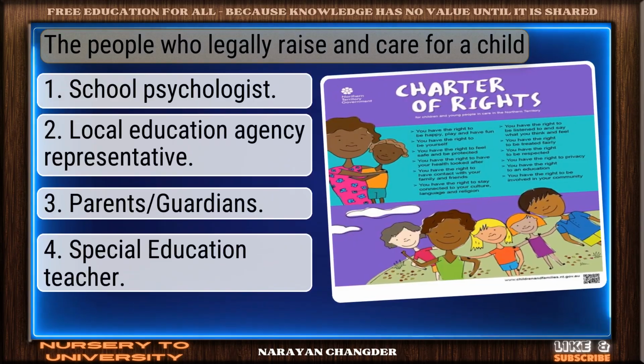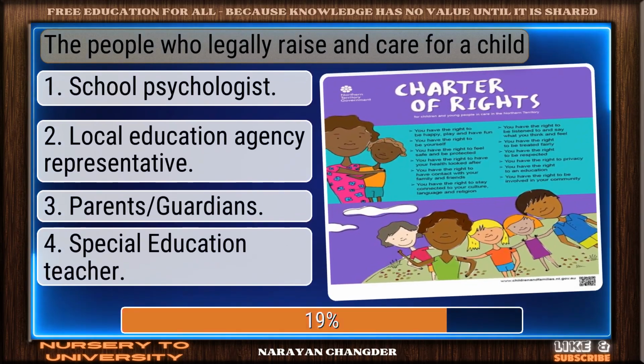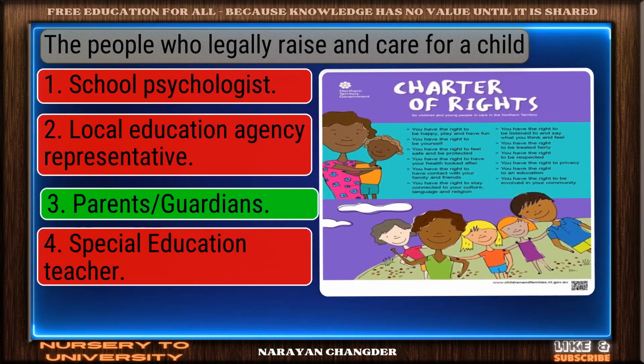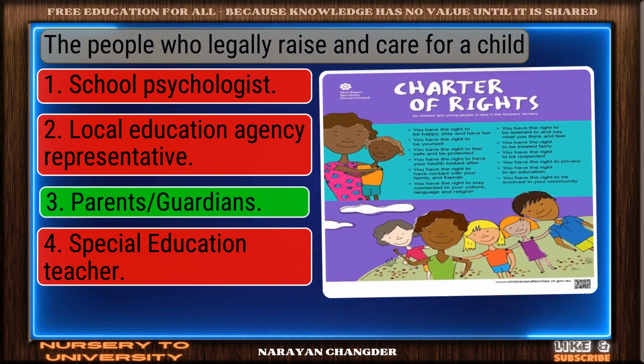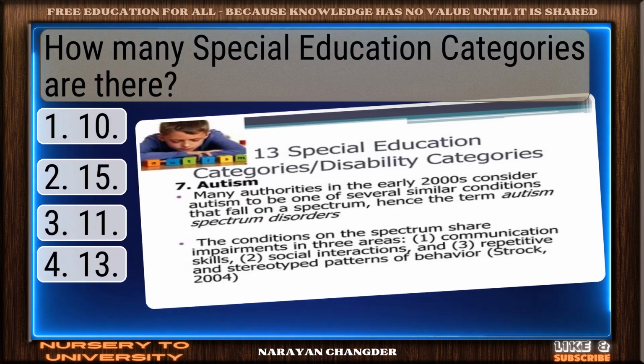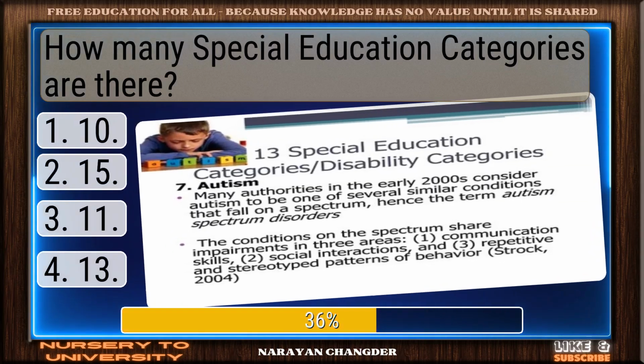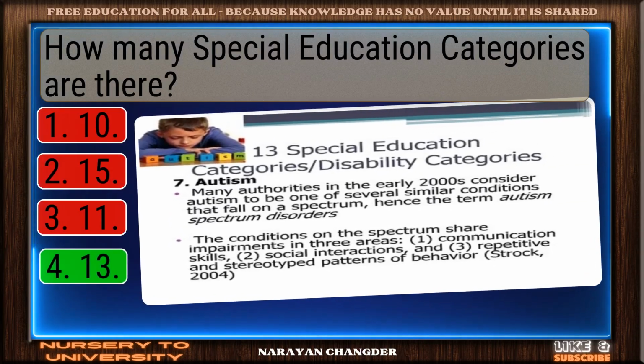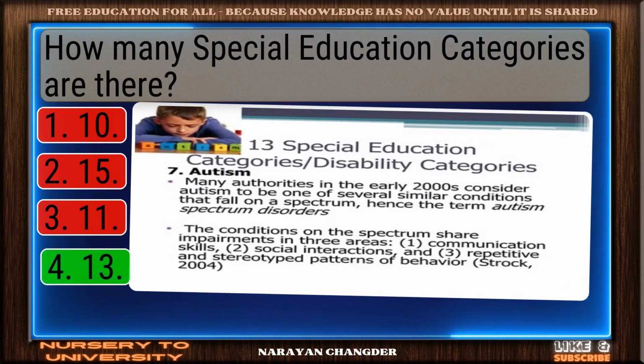The people who legally raise and care for a child. On track. Parents, guardians is the correct answer. How many special education categories are there? You chose 13, and it is correct.